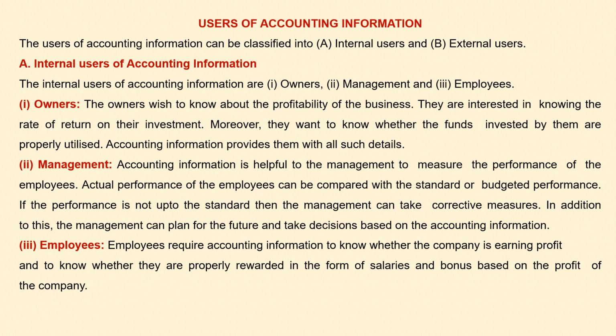Then second one, management. Accounting information is helpful to the management to measure the performance of the employees as well as the performance of the company with respect to the profit. Actual performance of the employees can be compared with the standard or budgeted performance. If the performance is not up to the standard, then the management takes corrective measures. In addition to this, the management can plan for the future and take decisions based on the accounting information.